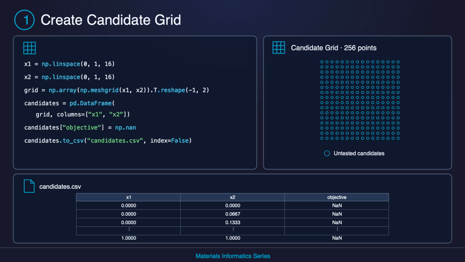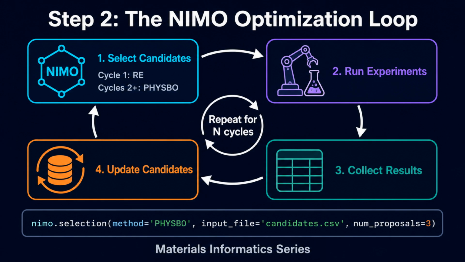The core of NIMO is the optimization loop, which repeats for a specified number of cycles. Each cycle has 4 steps. First, select candidates using NIMO selection. For the first cycle, we use random exploration to get initial data. For subsequent cycles, we switch to PHYSBO for intelligent selection. Second, run the experiments. In real use, the robot executes these. In our simulation, we calculate the Branin function.